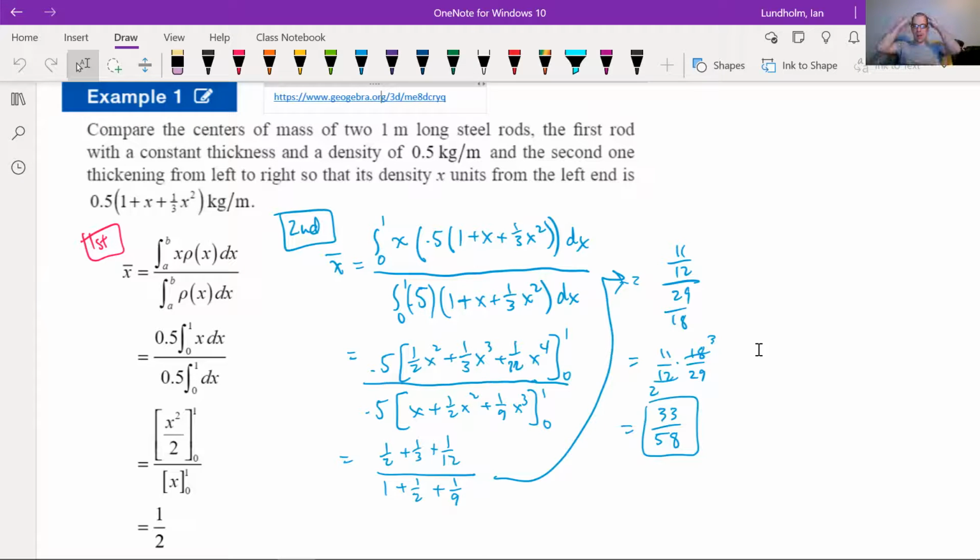Boom. Okay, so 33/58 would be the center of mass of that second one. Cool.